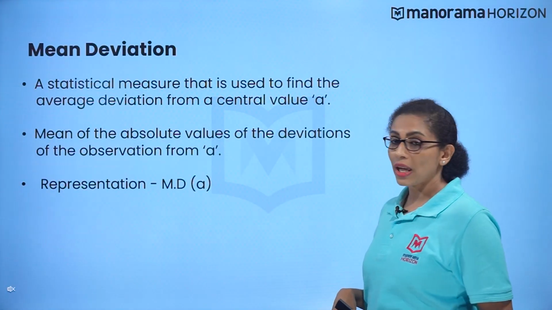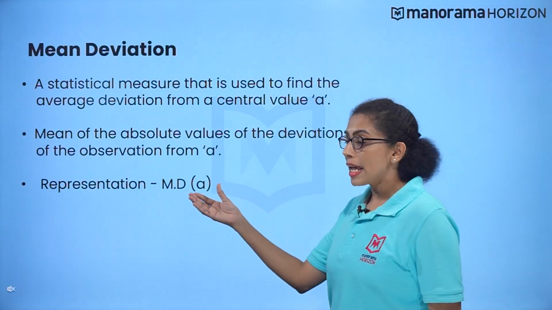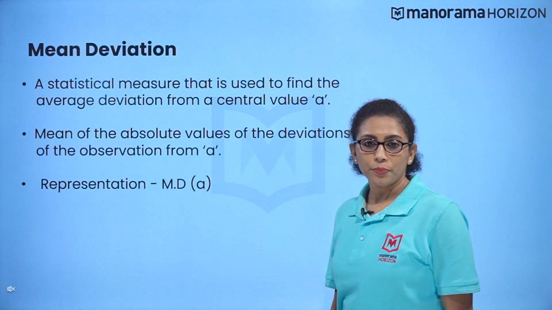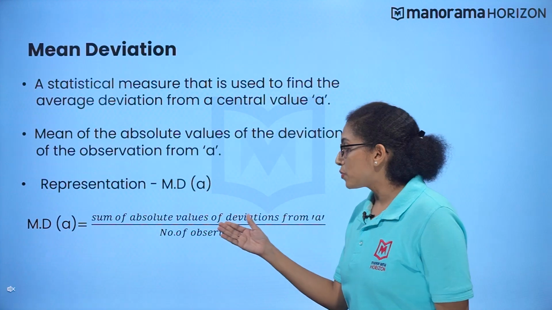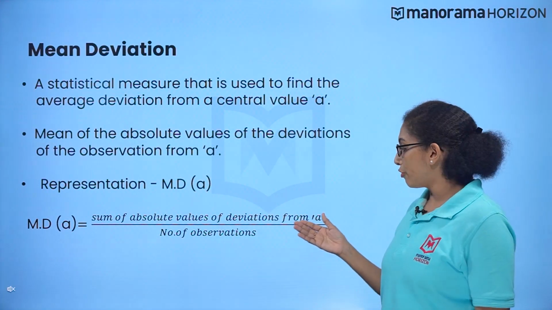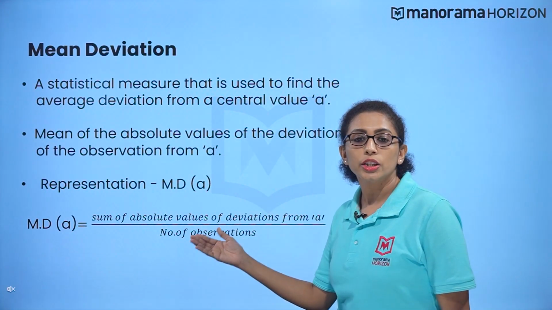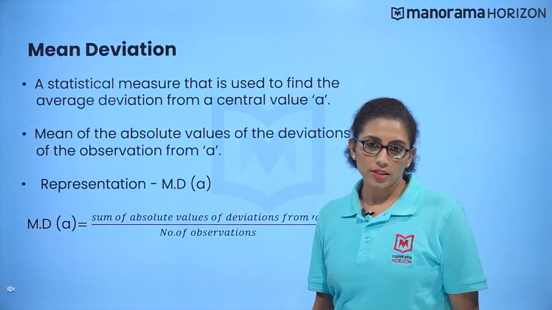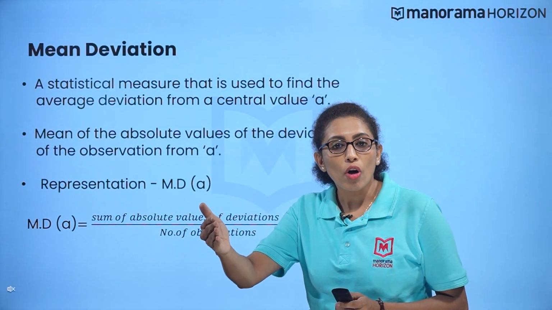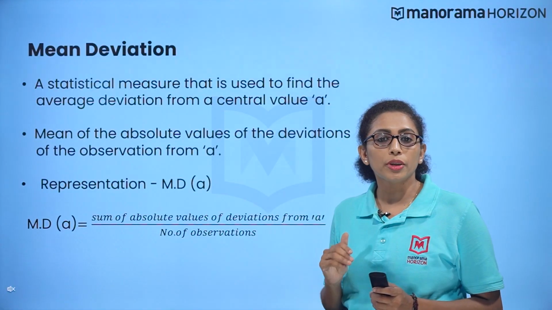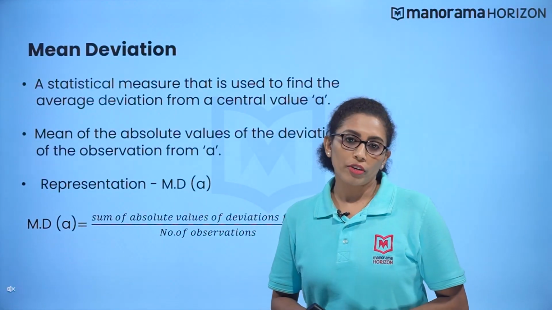Mean deviation from A is denoted as MD of A, and the mathematical representation is the sum of absolute values of deviations from A divided by the total number of observations. The simple meaning is that it tells us how far all the observations are from the middle or average value.